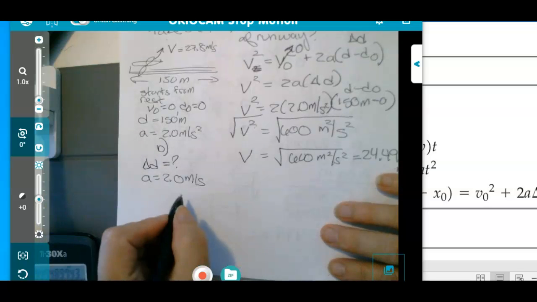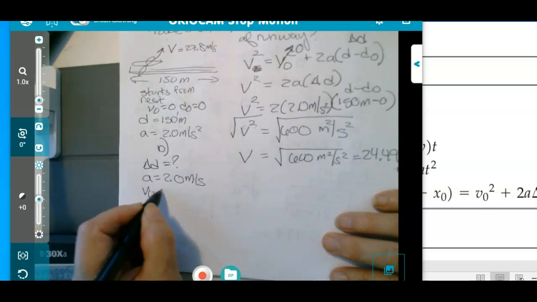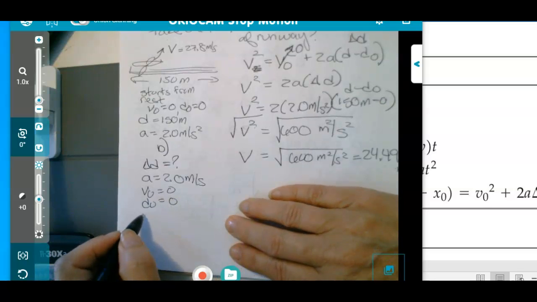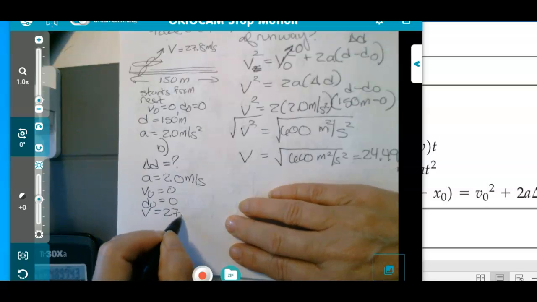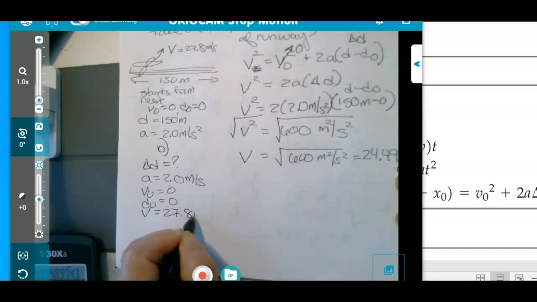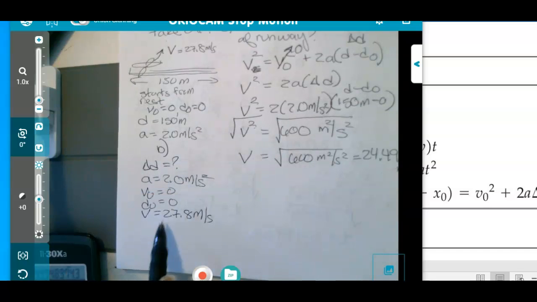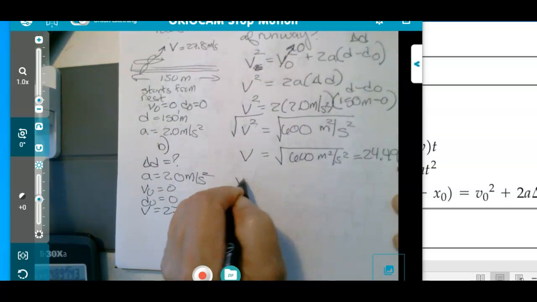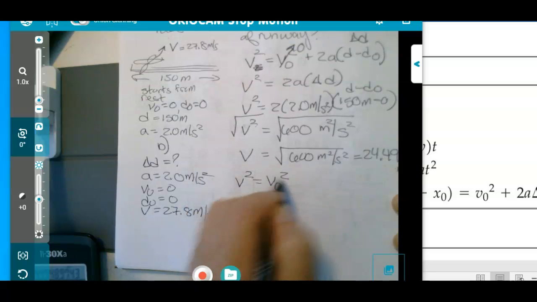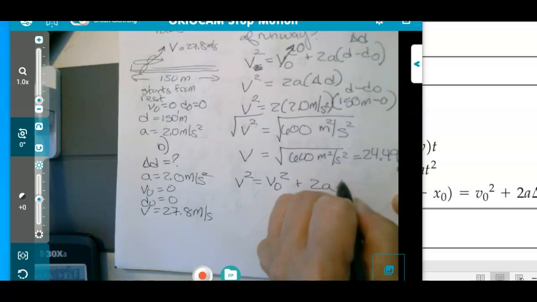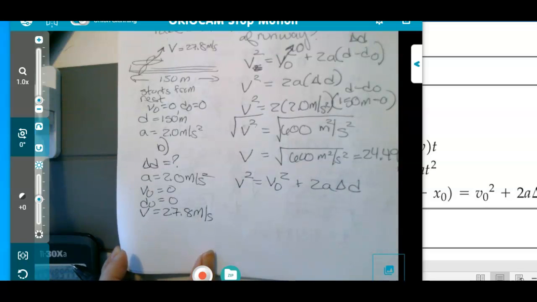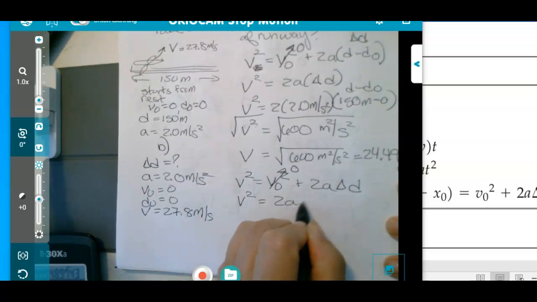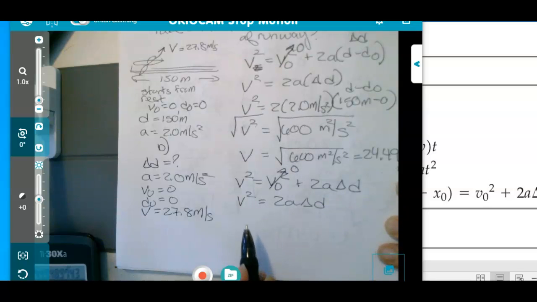This is my problem B. And now we have v0 is from rest, so that's still that. d0 is still resting. And then now our final velocity has got to be 27.8 meters per second. So we're going to look for the delta d. So if we go back to the same equation, we'd have v squared is equal to v0 squared plus 2a, and I'm just going to call it delta d for now. So this goes to 0. So we have v squared is equal to 2a delta d, and now I have to do some rearranging.